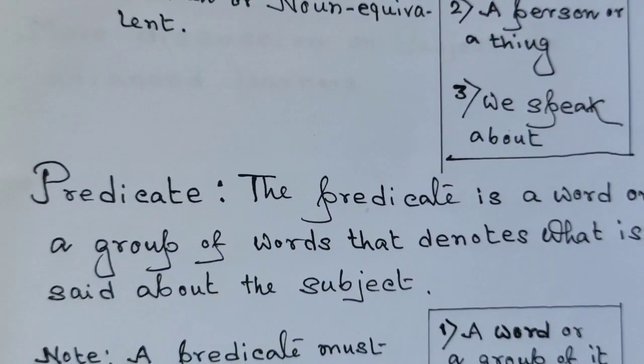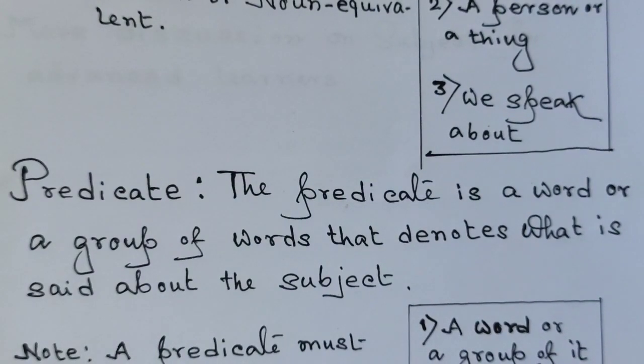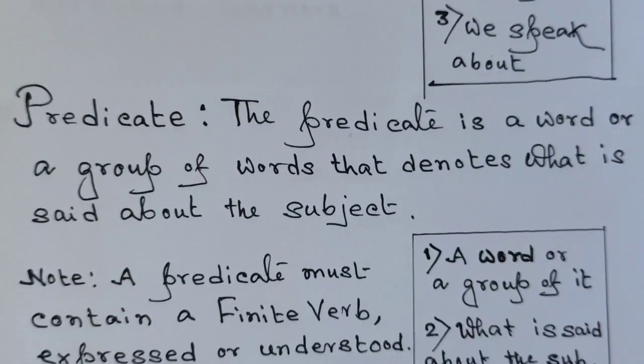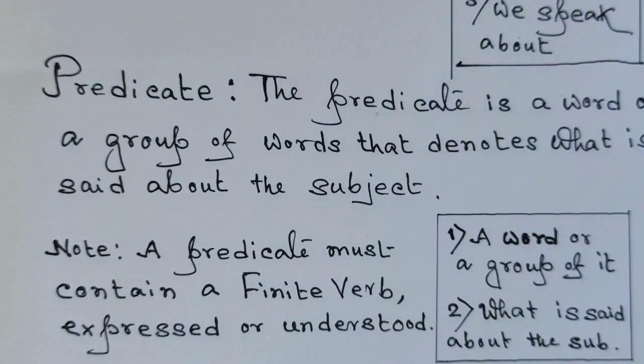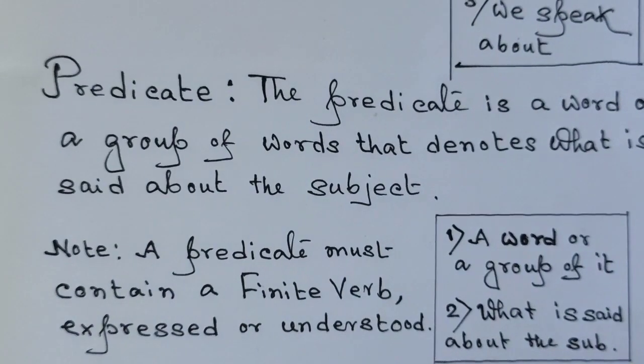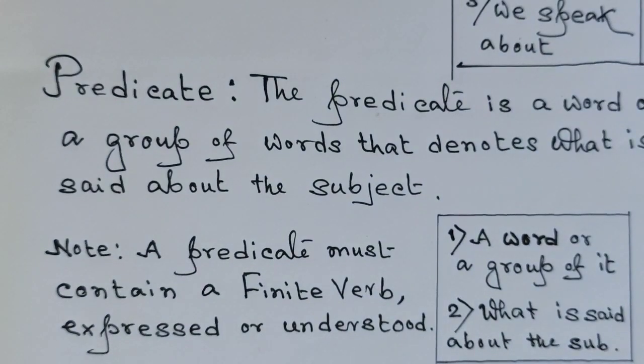Now let's have a look at the predicate. What's a predicate? The predicate is a word or a group of words that denotes what is said about the subject. Let's have a look at the trick which is written over there. The first point is that it's a word or a group of words. And the second point is that what is said about the subject. That means suppose you exclude the subject from a sentence, what remains is the predicate. Suppose you separate the subject part from a sentence and the remaining part would be the predicate. What is left is the predicate. I think it's clear to you.